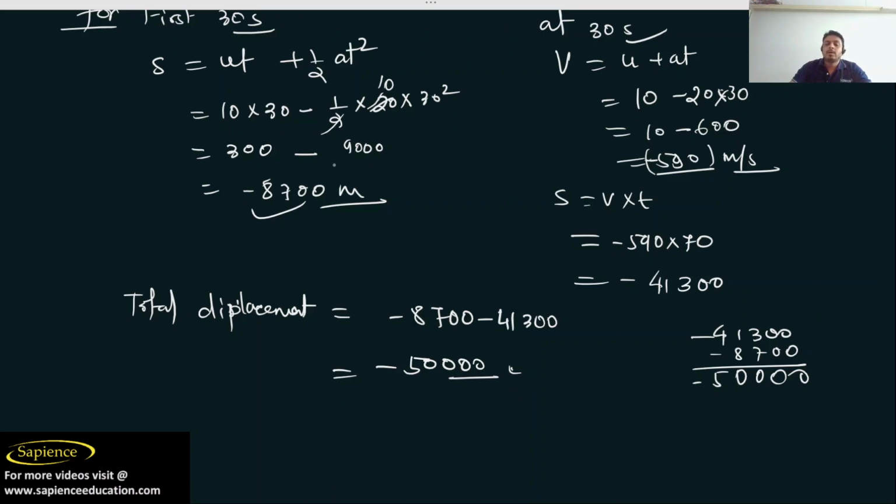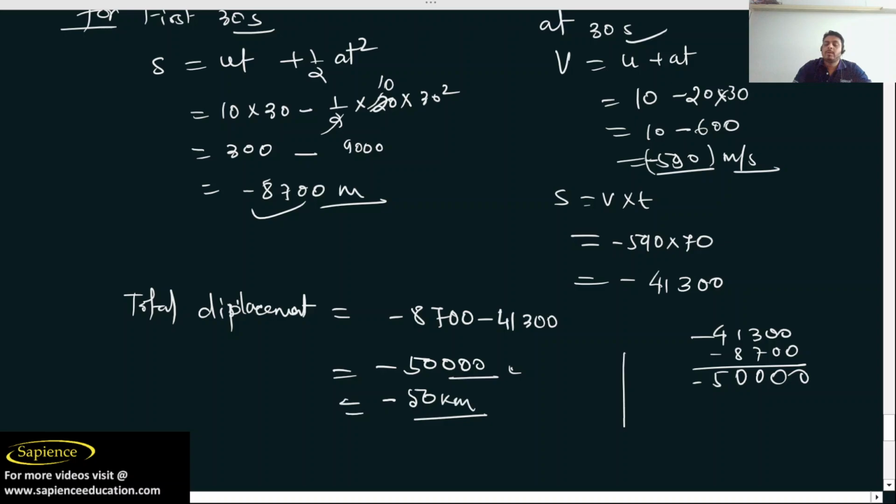So how much have you got? I have got minus 50 kilometer. So if I draw the diagram, this is 0. So up to some distance, this will be minus 50 kilometer. So this is what it is all about. I hope you all have understood this.